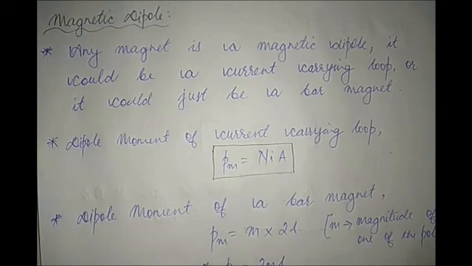Now, a magnetic dipole can either be a current carrying loop or it could simply be a bar magnet. If it's a current carrying loop we are talking about, then the dipole moment of the current carrying loop is given by NIA, where N is the number of turns of the loop, I is the current flowing through it, and A is its area.